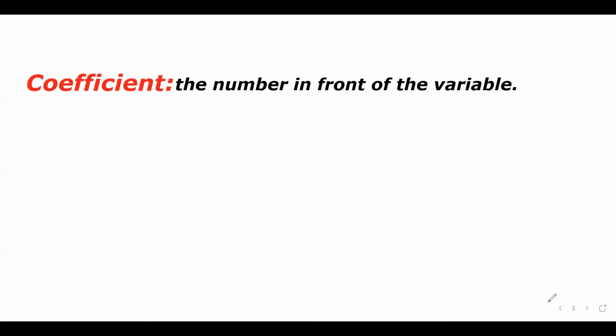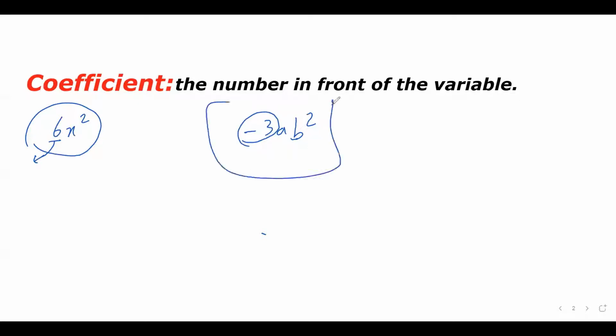What is a coefficient? A coefficient is the number in front of the variable. Let's say I have this term, 6x squared. So the number in front of the variable, we call this number the coefficient. So this 6 is the coefficient of this term. Or let's say negative 3ab squared. This is another term. What is the coefficient? The coefficient is the number in front of the variable. So my coefficient is negative 3 for this term.